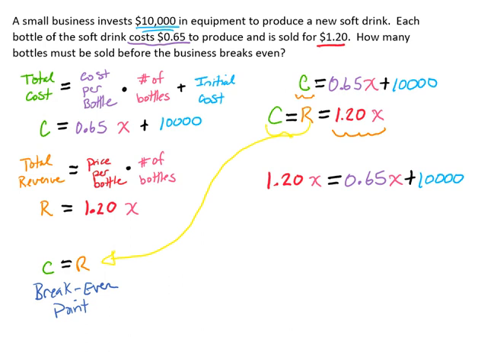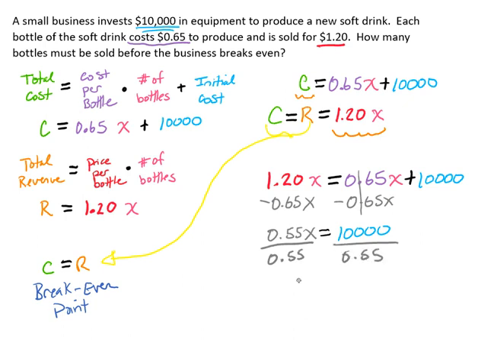From here, we're just going to solve this. We subtract 0.65x from both sides, and that gives us 0.55x equals 10,000. Then we'll divide both sides by 0.55 to get our number of bottles. We're going to round up on this one to a whole bottle, so the number of bottles is 18,182 bottles. And that should be our solution.